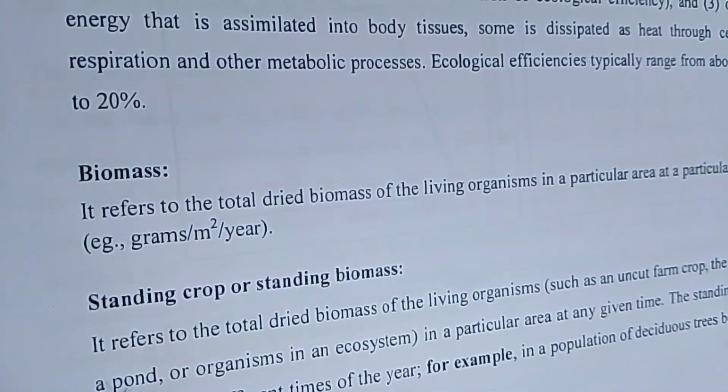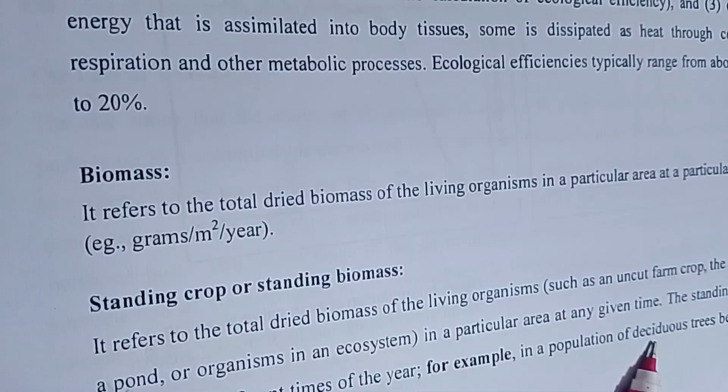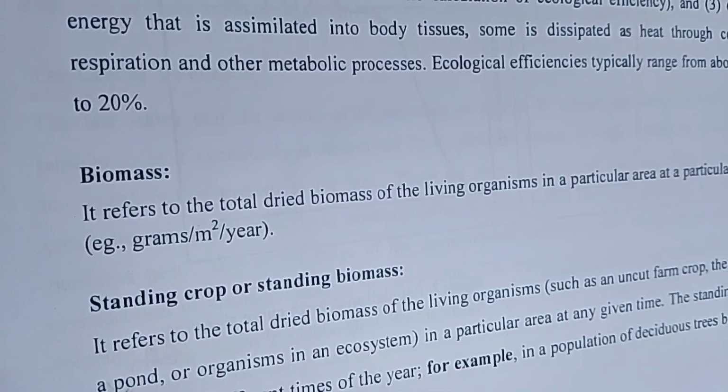Biomass. It refers to the total dried biomass of the living organisms in a particular area at a particular time, measured in gram per meter square per year. Standing crop or standing biomass. It refers to the total dried biomass of the living organisms, such as uncut farm crop, the fish in a pond, or organisms in an ecosystem in a particular area at a given time. The standing crop may vary at different times of the year, for example, in a population of deciduous trees between summer and winter.